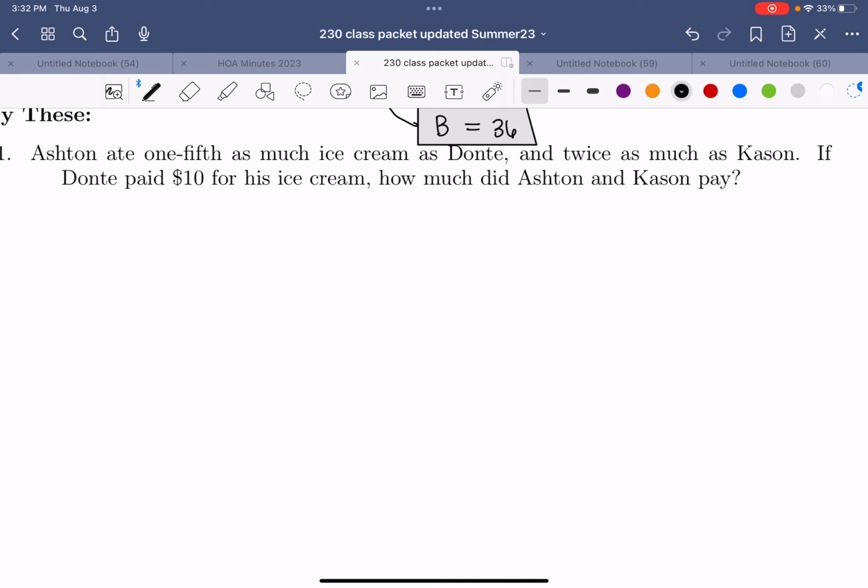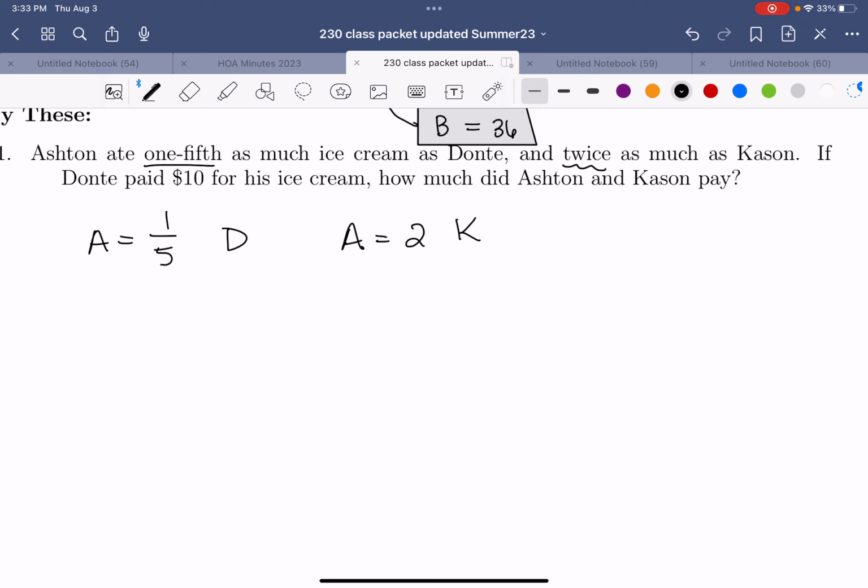Okay, so again, we're going to jump into those ratios. So I've got a 1/5, and that is Ashton to Dante, and my equals goes after the first letter. And then I have a twice. So Ashton ate 1/5 as much ice cream as Dante and twice as much as Kaysen. So that's referring back to Ashton. And that's twice. So 2 to 1 are just 2 and Kaysen.